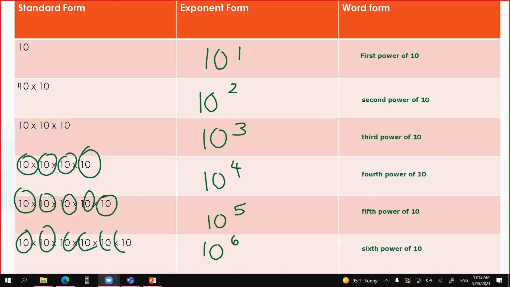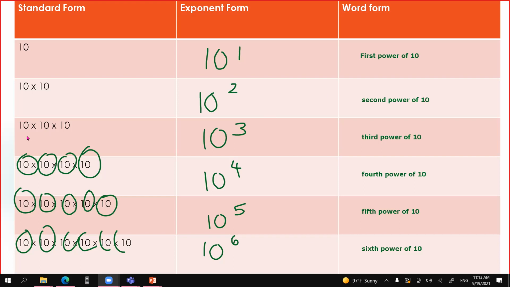Here you have as an example 10 times 10. Look at the number here, 10 times 10. How many times is 10 repeated? It's repeated 2 times, so it's going to be 10 to the power 2. How can I write it in word form? I will say the second power of 10.